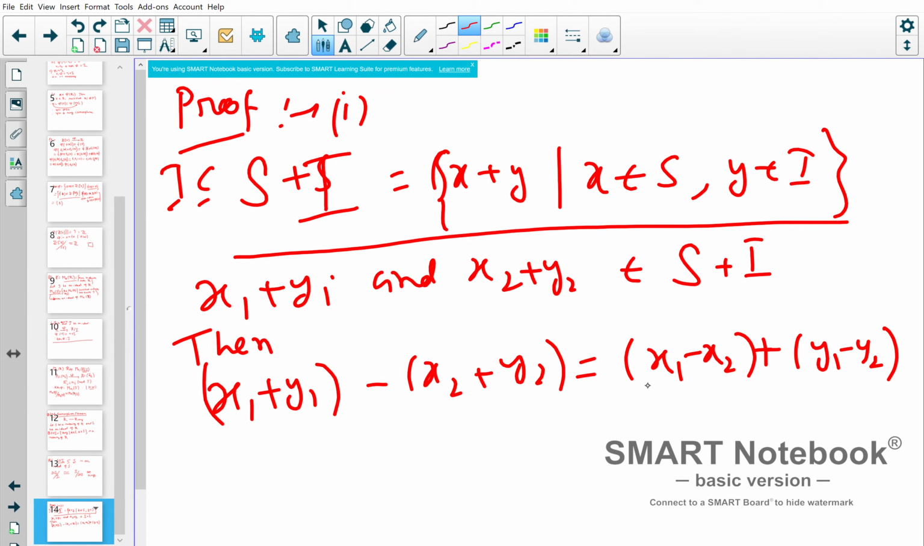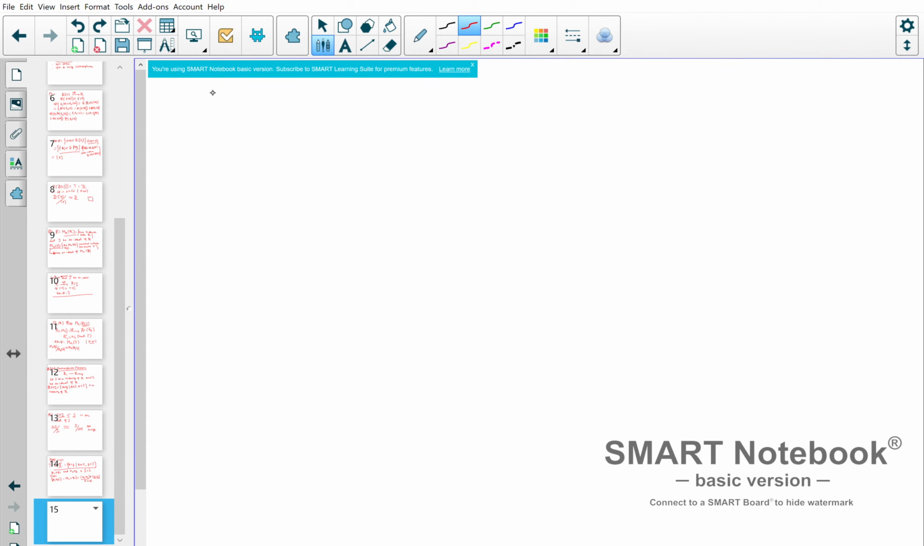But again, you see this is an element of S because S is a subring, and this is an element of I because I is an ideal, which is also a subring, right? So this is an element of S plus I. Okay, and then for the product, what do I need to check? So for the product I need to check that x1 plus y1 times x2 plus y2, right? Now if you take the product, what will happen?